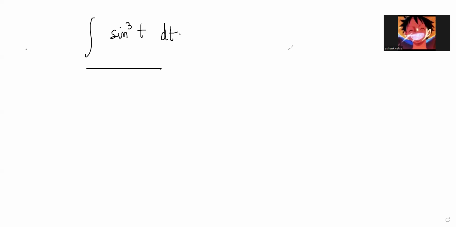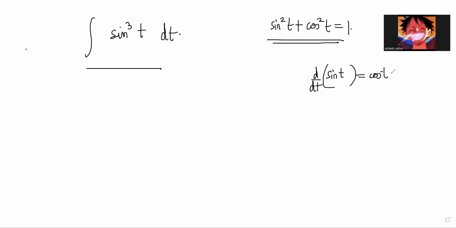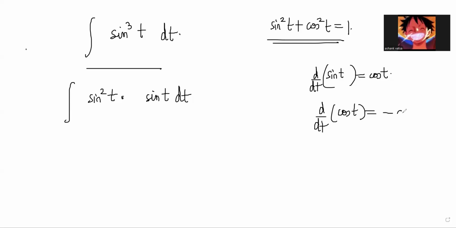What I will do is use the fact that I know sine square plus cos square is 1. I also know the derivative of sine is cos t, so maybe I can use that somehow. Sine cube can be written as sine square t times sine t. And if the derivative of sine is cos, the derivative of cos is minus sine. So notice that sine t dt is present here. If I am able to write the rest in terms of cos, then I can take cos t as u.